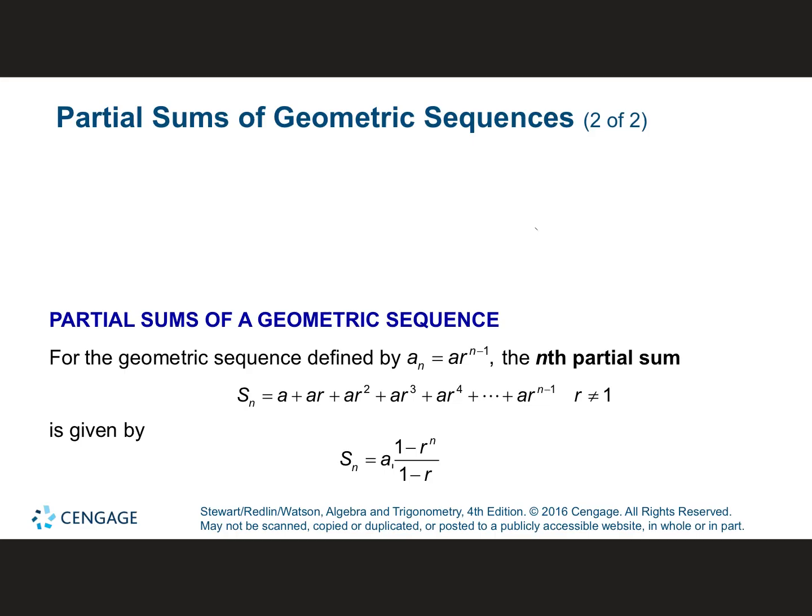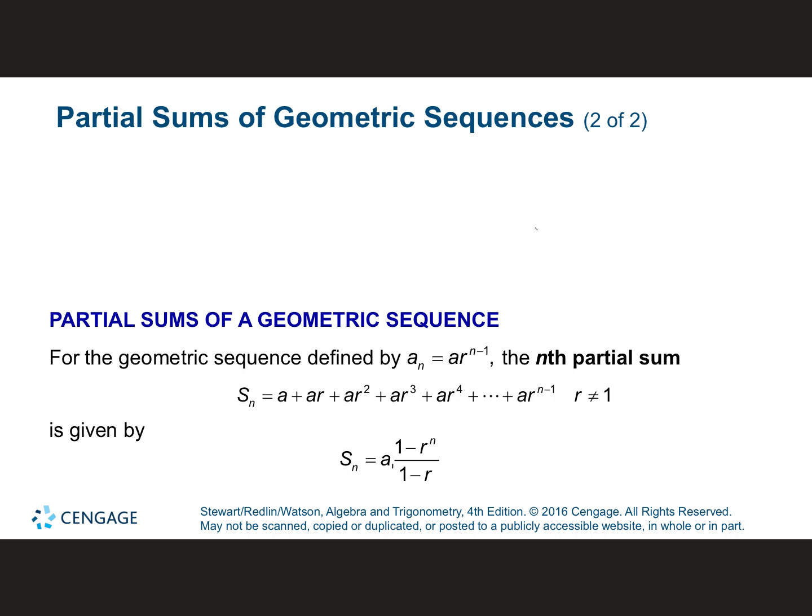When you find the partial sum of a geometric sequence, you are going to use the formula S sub n, which, like I said, is this partial sum, is equal to a sub 1 times 1 minus r to the power of n over 1 minus r. Your r is still your common ratio, your a sub 1 is still your first term, and that n is still the term that you're finding.